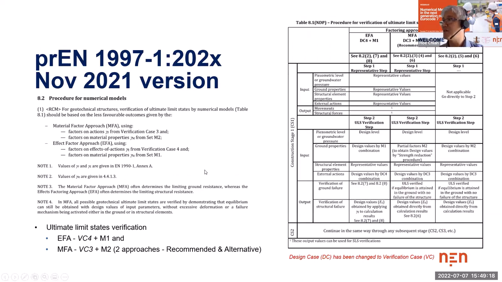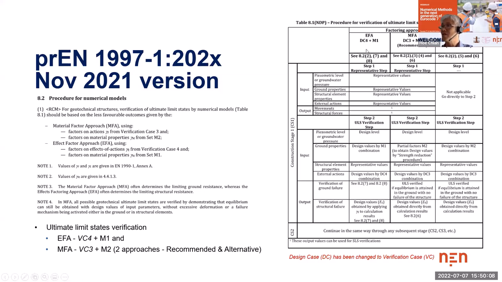You have seen this from Colin's presentation. It is recommended that ULS verifications be based on the less favorable of the material factor approach or effect of actions approach. And obviously effect of action approach is basically called verification case 4. And then the material factor approach is called verification case 3. If you look at this table, Colin has explained that.